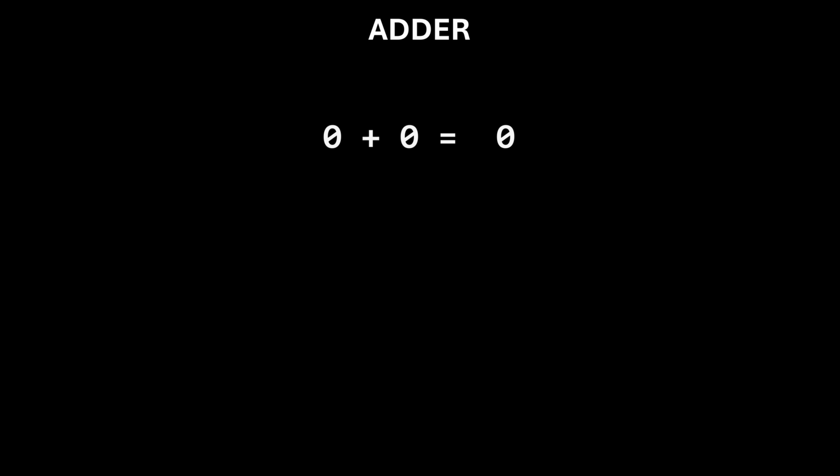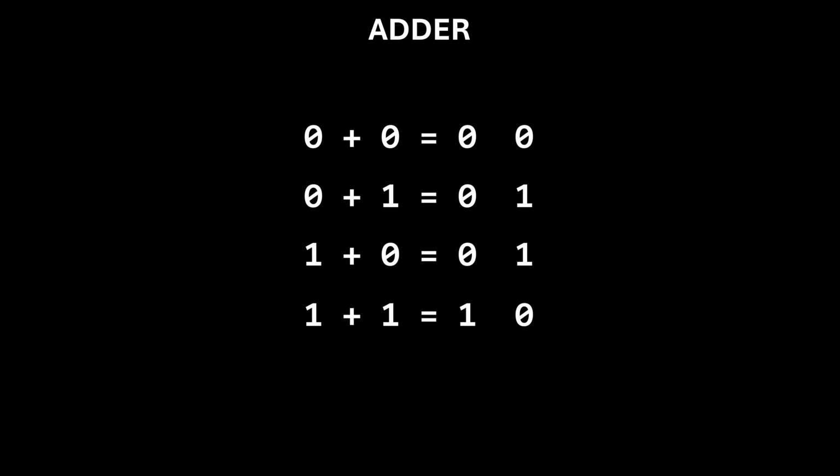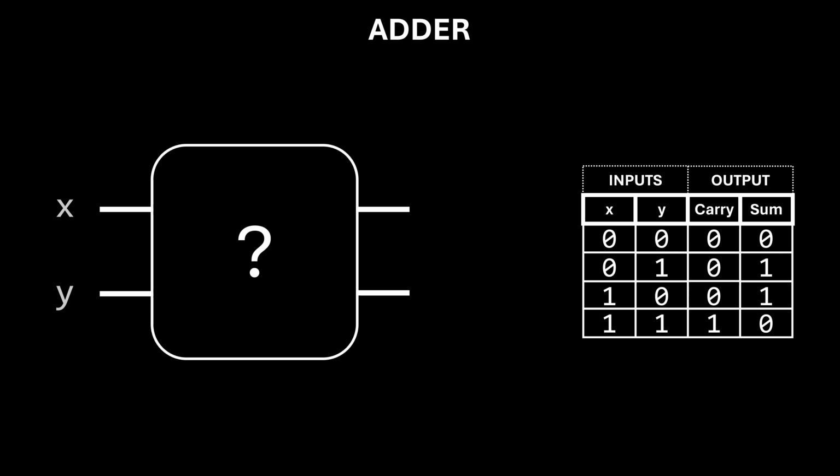Let's start with adders. Adding binary numbers is actually quite simple. In fact, binary addition works just like decimal addition. 0 plus 0 equals 0, 0 plus 1 equals 1, 1 plus 0 equals 1, and 1 plus 1 equals 2. However, the value 2 cannot be represented with a single binary digit. When this occurs, we say the addition has overflowed, meaning we require an additional bit to represent the value. So, what we're aiming for is a circuit that takes two input values and produces two outputs, the sum and the carry. Let's break down the sum.